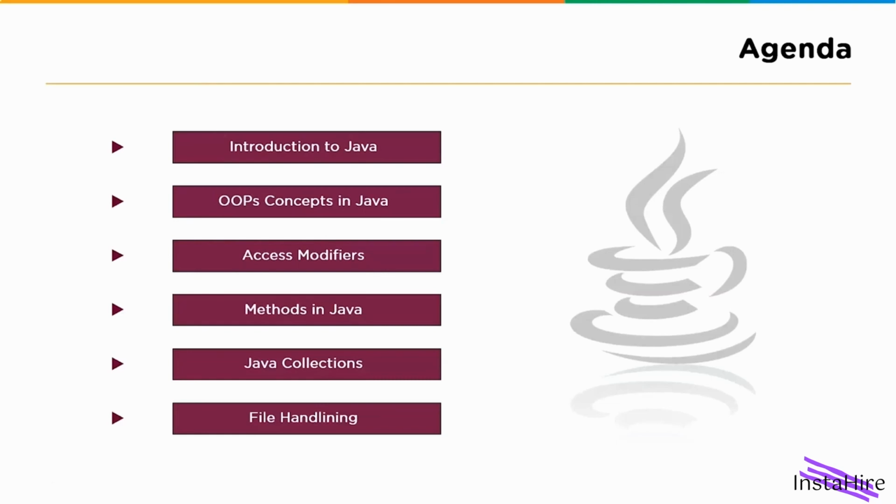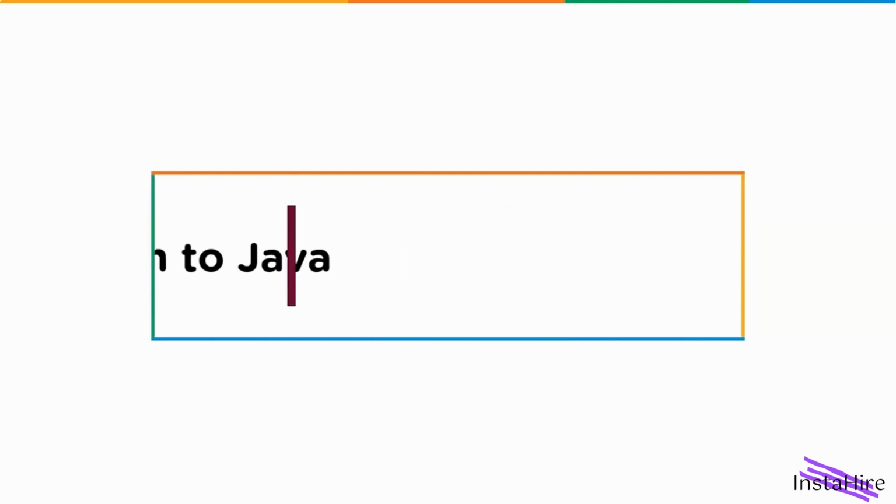objects and classes. Next after that, we will learn methods in Java. Followed by the methods, we will go through the most important part of Java, the data structures, or in other words, the Java collections. And finally, we will be winding up the session by going through the file handling techniques in Java. So I think I made myself clear with the agenda. Now let's begin with the first topic. So the first topic is the introduction to Java.